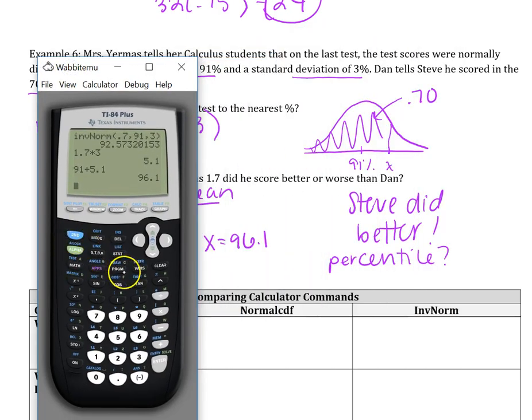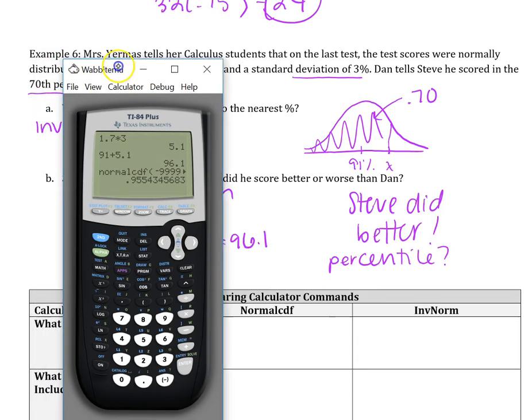So I would do a normal CDF. So second vars, option 2. The low bound would be negative infinity. The high bound would then be what Steve's score was, which was a 96.1. Mean on the test was a 91. Standard deviation was a 3. Okay, so technically he's at like the 96th percentile, so that's why it makes sense that he's performing better than Dan did, because Dan was at the 70th percentile.